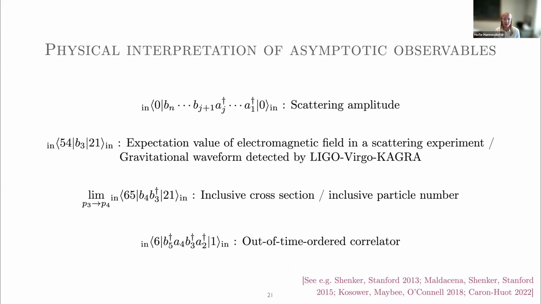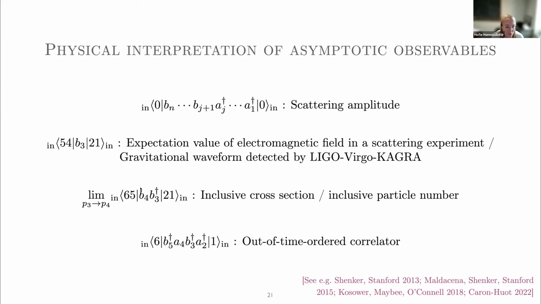Okay, but now I've told you all of this, basically following from our axioms, following from our math, what we can have. But what's the physical interpretation? Again, we all know scattering amplitudes, and we can have those at any points. But as I told you, at 5 points, we can now have this new type of observable, which is basically measuring a linear operator in the future, which we call B3, in the background of some past operators 1, 2, 4, and 5. And it turns out that this object is precisely the ingredient that we need to measure the expectation value of an electromagnetic field in a scattering experiment. And it's also the ingredient we need to compute the gravitational waveform in the background of black hole scattering, as could be detected by a gravitational wave detector like LIGO, Virgo, and KAGRA.